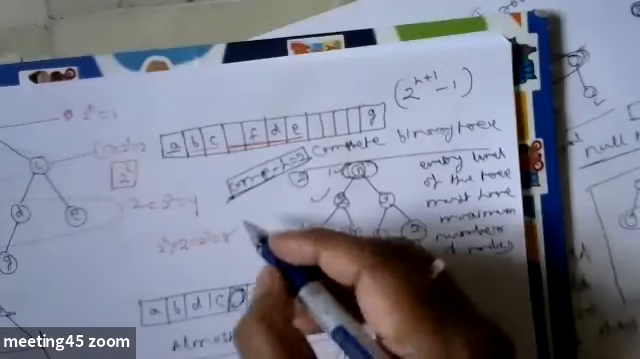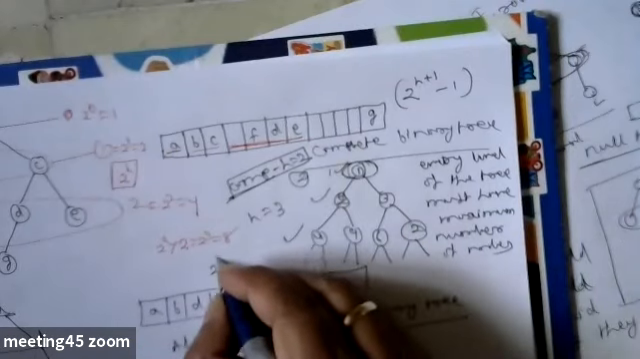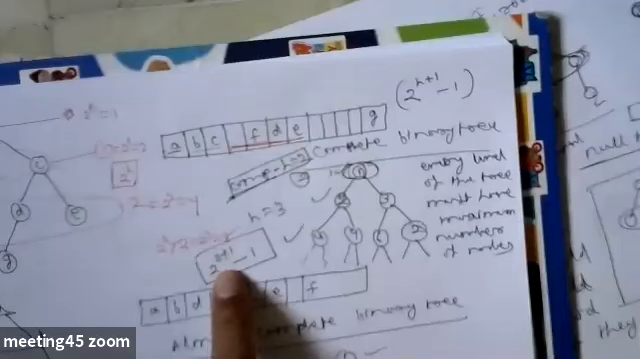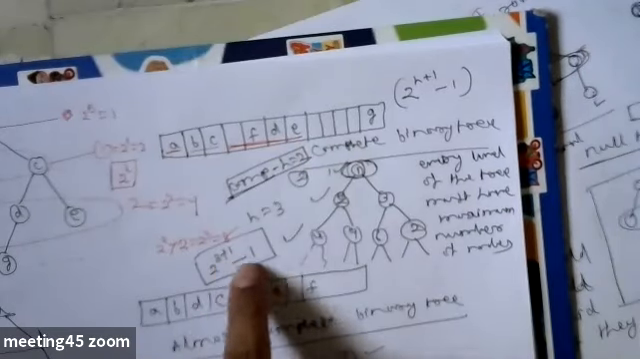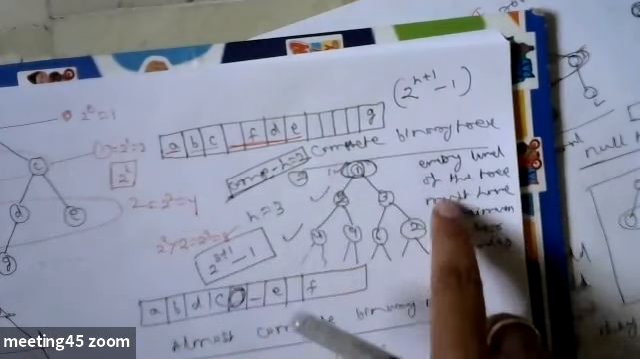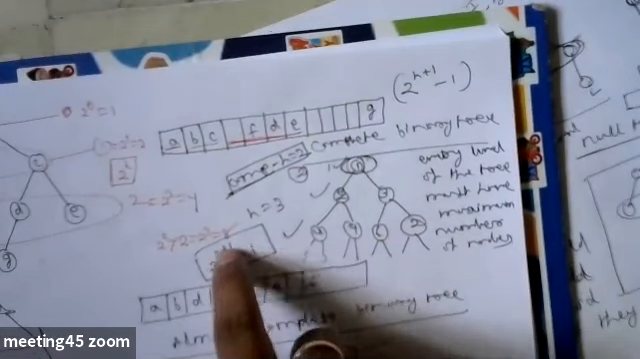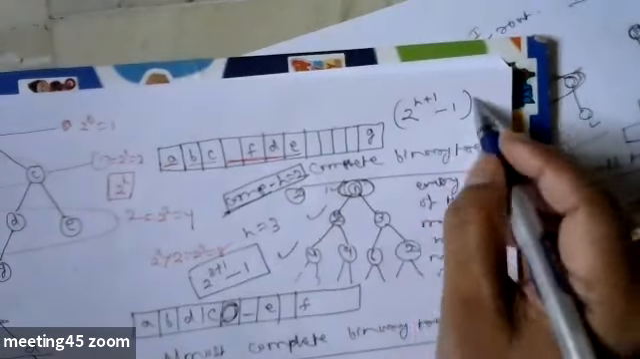So what is the height here? Height is 3. Then how to get 15 from height 3? 2 to the power 3 plus 1 minus 1. Is it okay for you? So if the height is given as 3, then 2 to the power 4 minus 1, the total number of nodes present in this particular tree is 2 to the power h plus 1 minus 1. Yes, so that is basically the max.